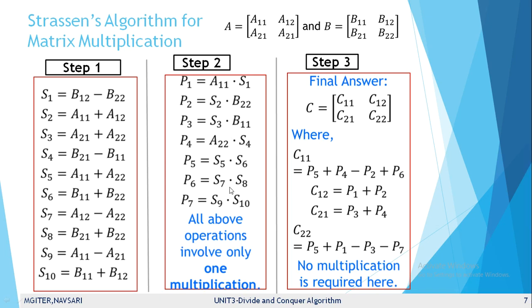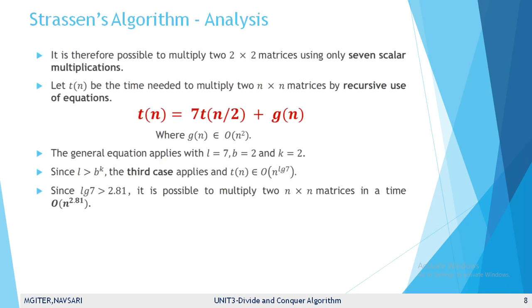So we write here the recurrence relation for Strassen's algorithm. Seven multiplications are required, that is 7T(n/2), so the problem is divided into size n/2, plus g(n). g(n) means the number of additions and subtractions, which belongs to big O of n squared. So we apply the master theorem for finding the time complexity.